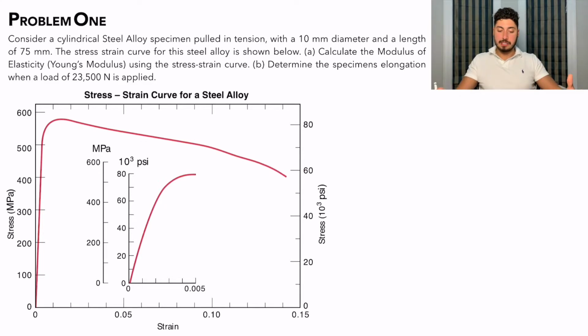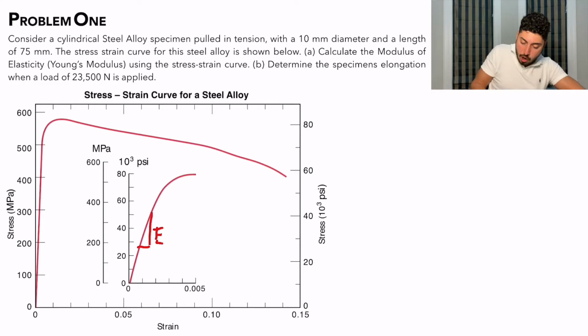So the problem asks us to find Young's modulus. Young's modulus is defined as the slope of the linear elastic region. So what we need to do is write down our slope equation and then plug in the values of anything before the point of yielding, and that's how we're going to determine Young's modulus. Let's first define the point of yielding. We can see that this steel alloy starts to yield right here. So any value below this yield stress, we can take and calculate our Young's modulus.